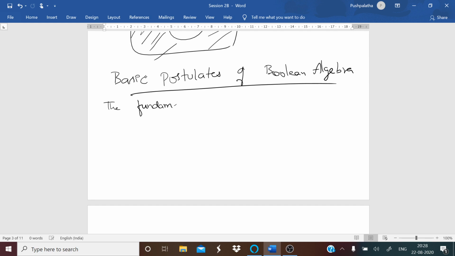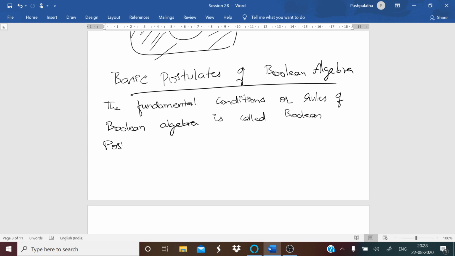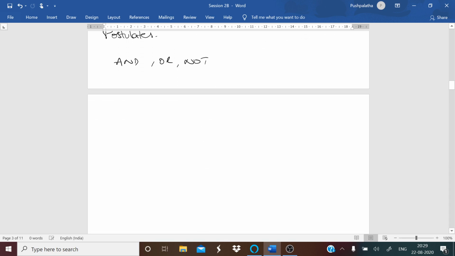The fundamental conditions or rules of Boolean algebra is called Boolean postulates. And these Boolean postulates are used for designing, as we said, the logical functions such as your AND, OR and NOT. Let us know about the different Boolean postulates. As we have said earlier, this is very important for 5-mark questions also.